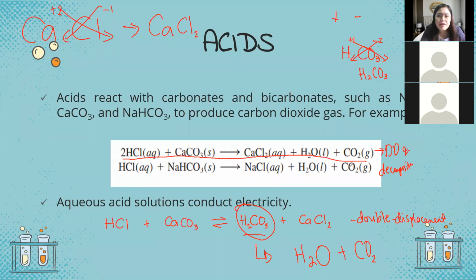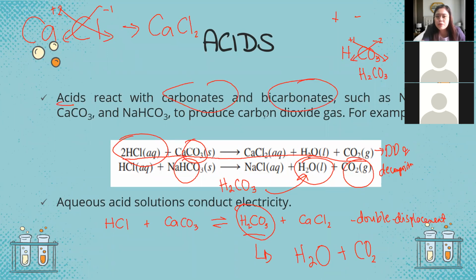Now this is true if you have an acid reacting with a carbonate or a bicarbonate. Kasi yung magiging product nila always magkakaroon ng carbonic acid, and carbonic acid will decompose always to water and carbon dioxide. So acids, if mag-react with carbonates and bicarbonates, will give you a carbon dioxide gas. So pinakita ko lang sa inyo ano ang nangyari. Bakit nagkaroon ng carbon dioxide.